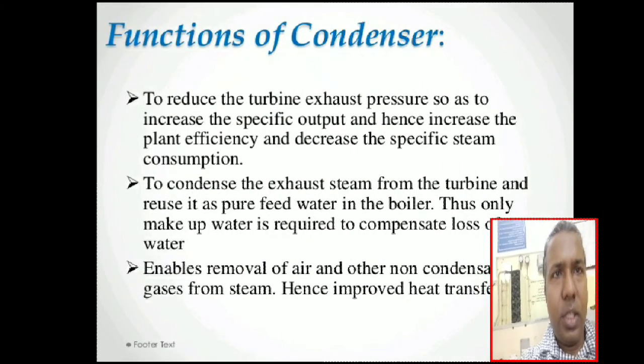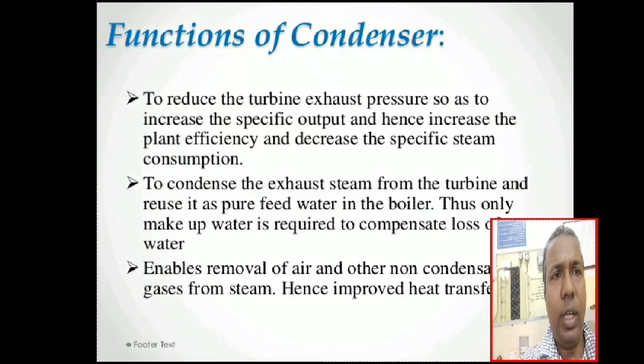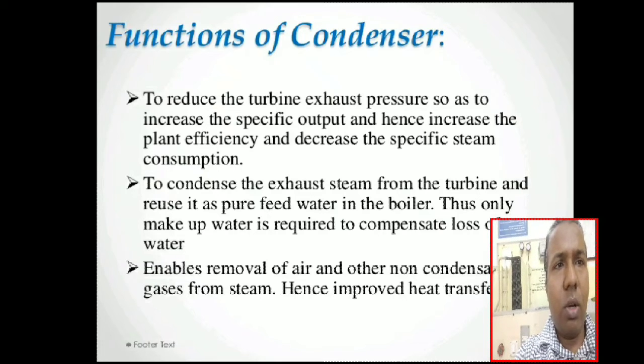Now let us see the functions of a condenser. The first important function is to reduce the turbine exhaust pressure so as to increase the specific output and hence increase the plant efficiency and decrease the specific steam consumption. As in the condenser, we are condensing the steam into water, the condensed water we can use again in the boiler. So the second function is to condense the exhaust steam from the turbine and reuse it as pure feed water in the boiler, that I have already told you. Thus only makeup water is required to compensate for loss of water.